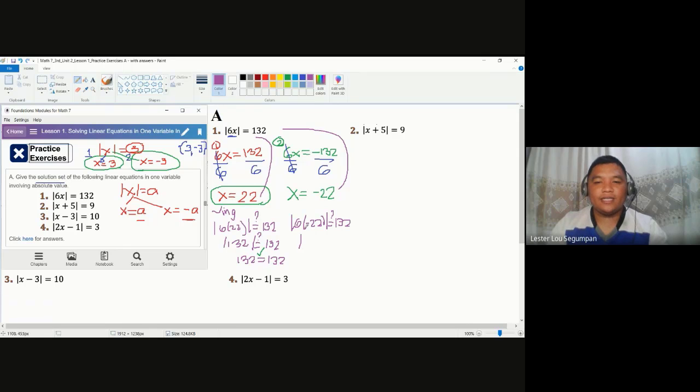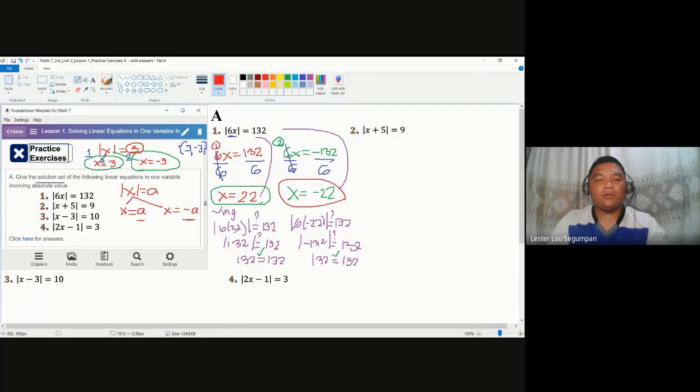So you have here 6 times negative 22 is negative 132. The other side is also 132. Question mark still. Negative absolute value of negative 132 is positive 132. The other side is also positive 132. They are now the same. Therefore, negative 22 for the value of x is also a solution.